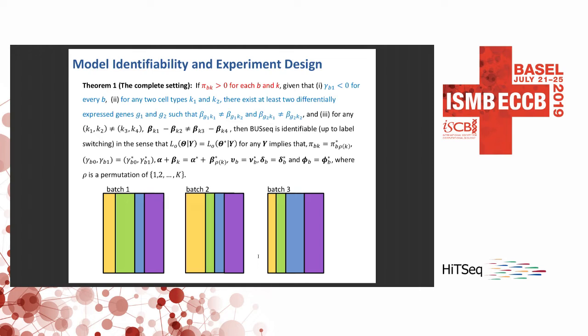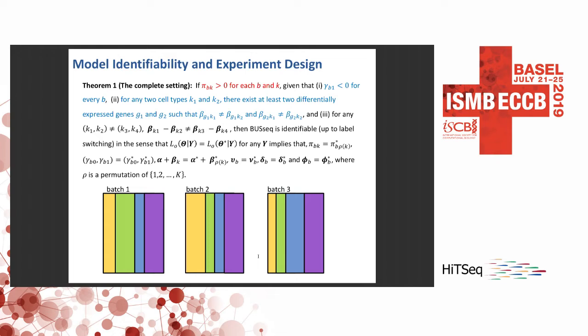The first condition talks about the odds ratio in the logistic regression for the dropout events. Gamma B1 is negative, which means that the highly expressed genes are less likely to suffer from dropout events. That's actually what we observed in real data. And the second condition says that for any two different cell types, there exist at least two differentially expressed genes. This can also be easily met in reality.